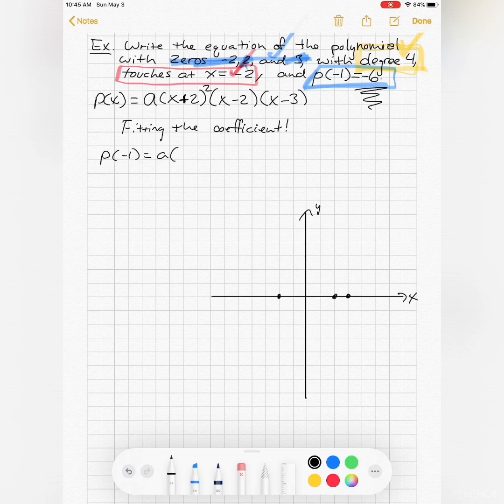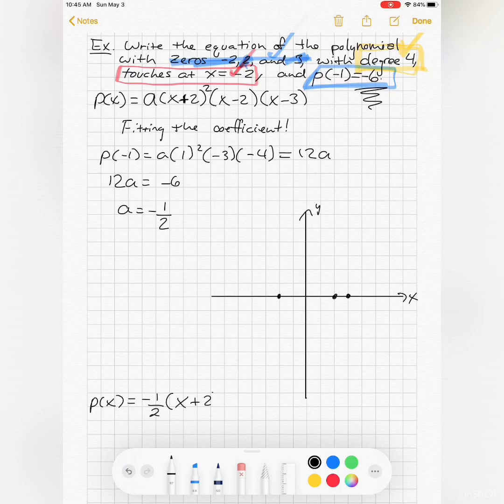So I'm plugging that -1 in again. And what do I get? I get 12A. And then what do I know? I know that 12A has to be equal to -6. So there's my coefficient. So let me write the polynomial then: -1/2 times x plus 2 squared, x minus 2, x minus 3.